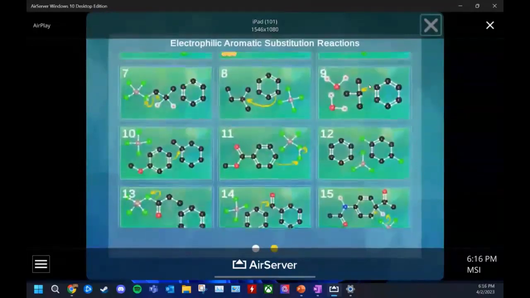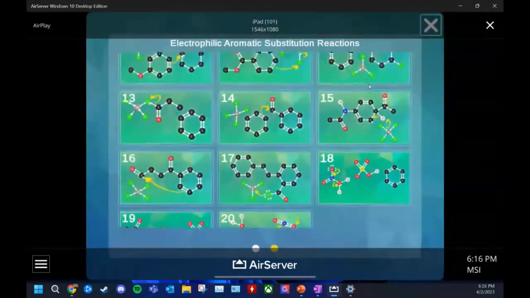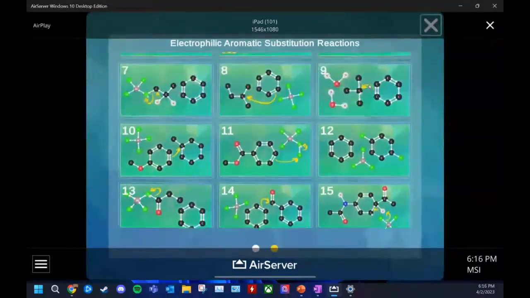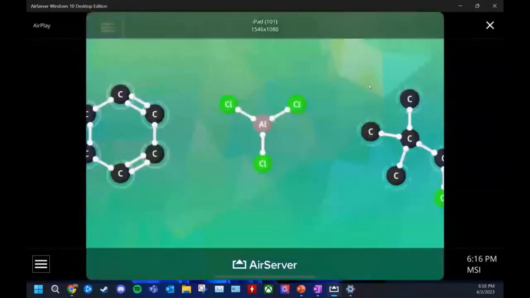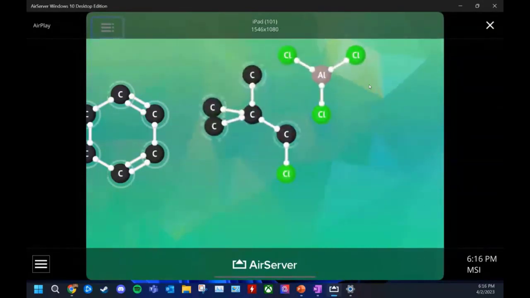There's other ones too. So let's do one more before we do our problem set. Let's do something like Friedel-Crafts. I think this is Friedel-Crafts.